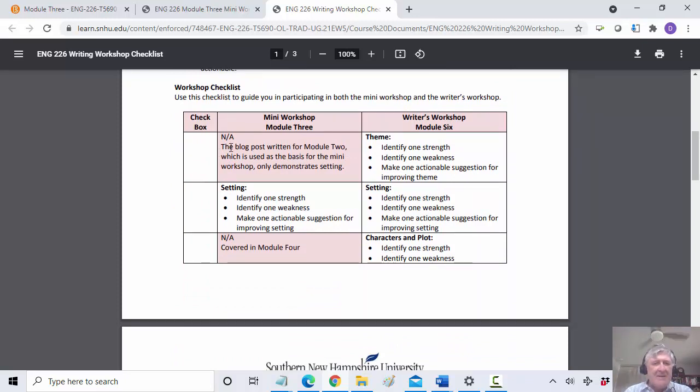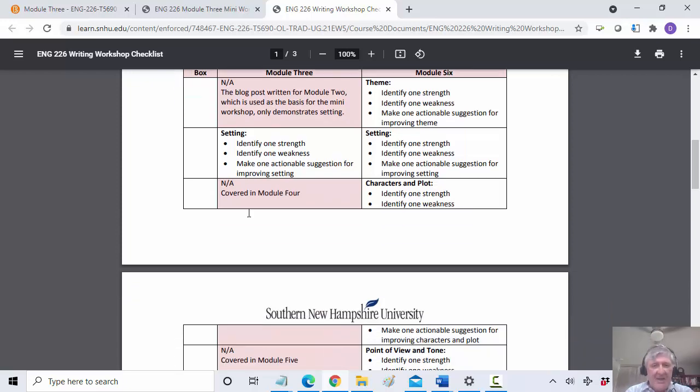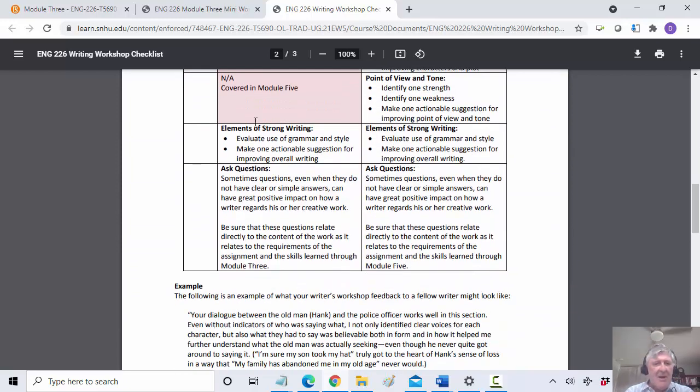Notice the pink NA, that means it's not applicable for this week. So the only thing that is applicable is talking about the setting, because that's what our focus was in week 2. Identify a strength, a weakness, make an actionable suggestion, and then evaluate the writing. Finally, ask some questions. Sometimes the questions that people ask about your work are the most provocative and inspiring parts of the workshop.